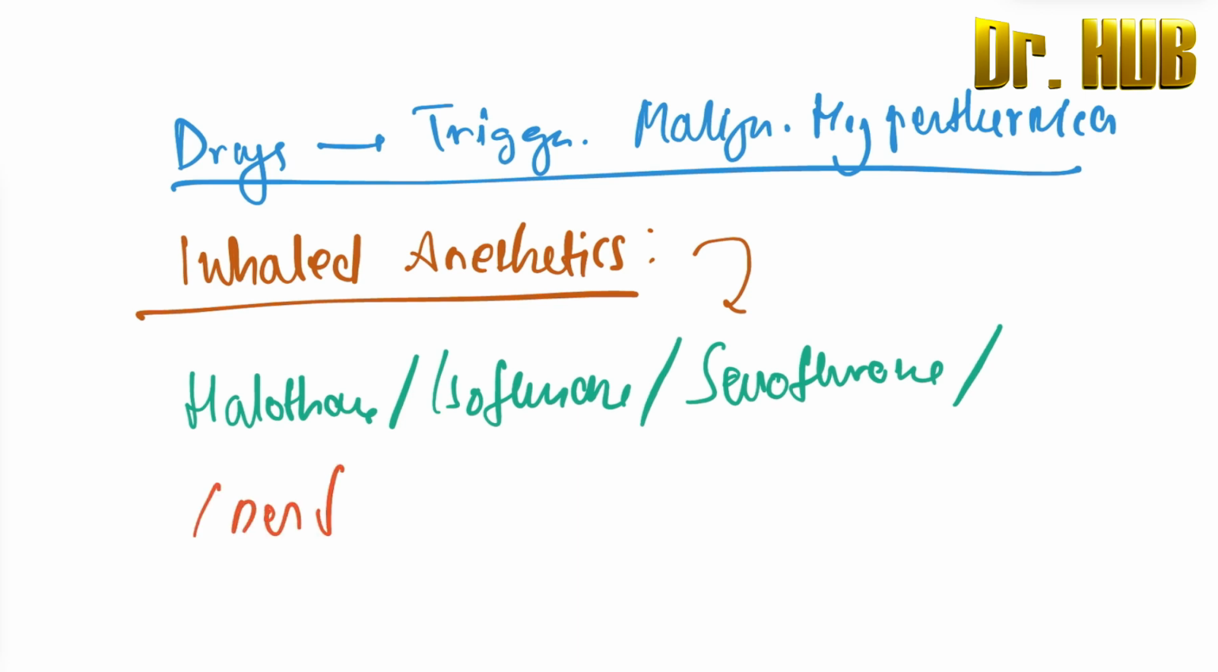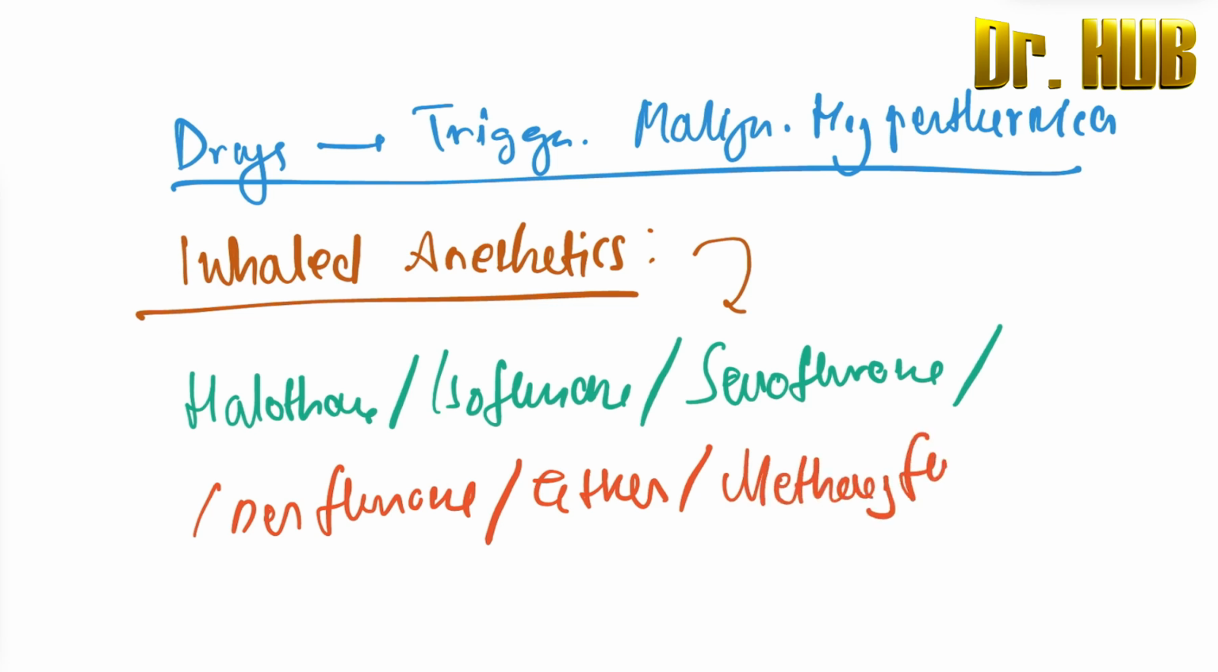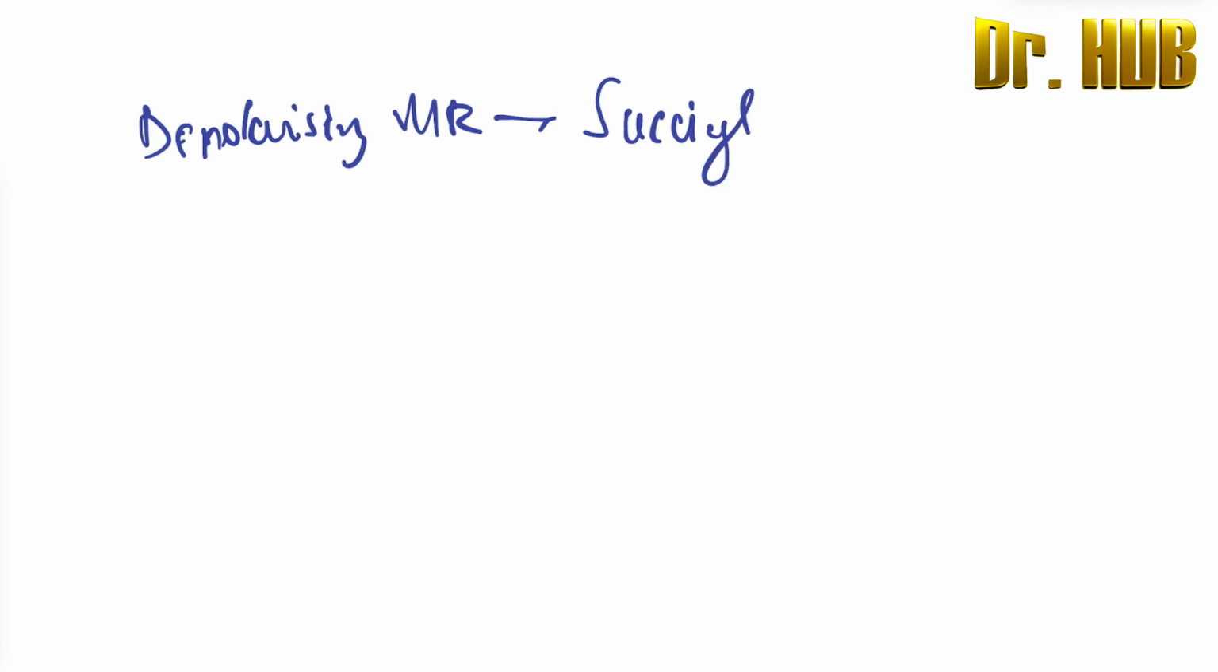ether, as well as methoxyflurane. Now these were the inhaled anesthetics. What are the depolarizing muscle relaxants? Depolarizing muscle relaxants include succinylcholine.